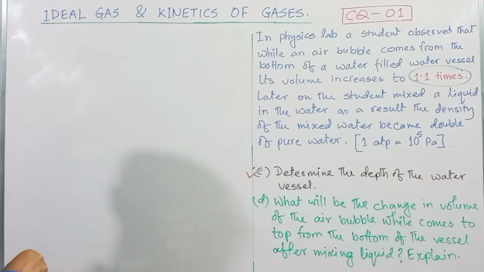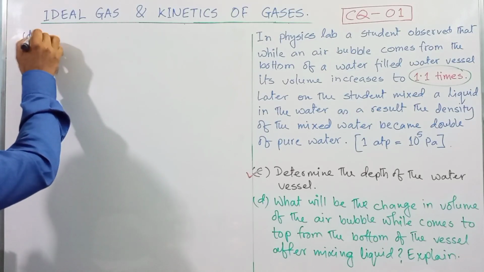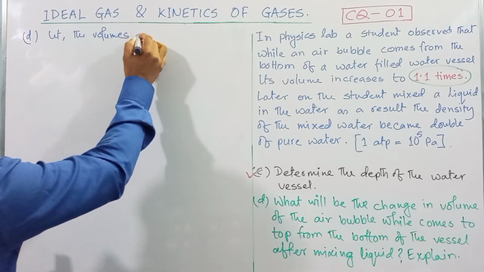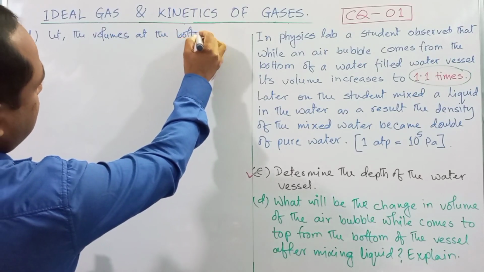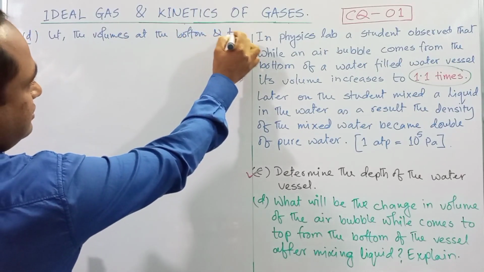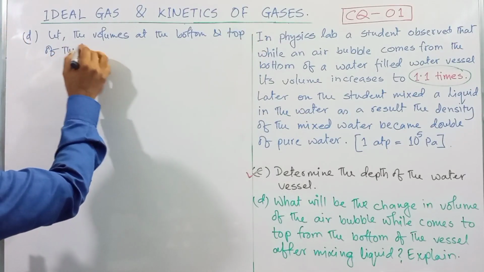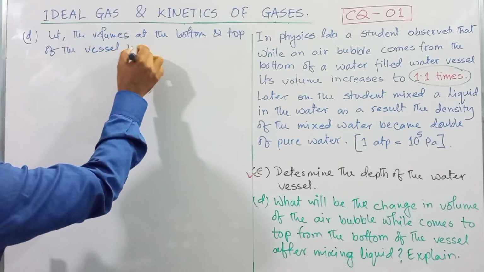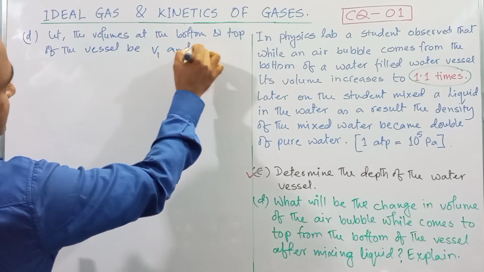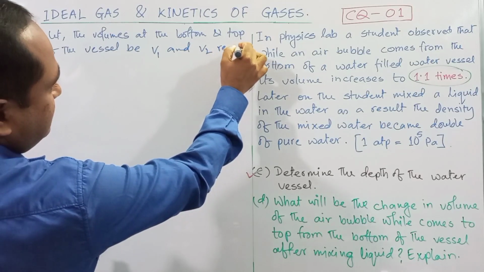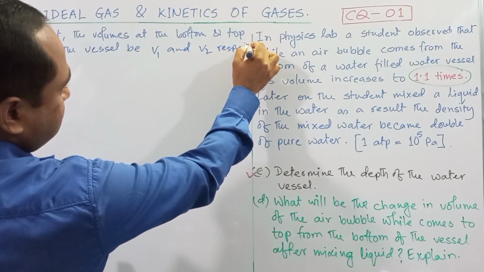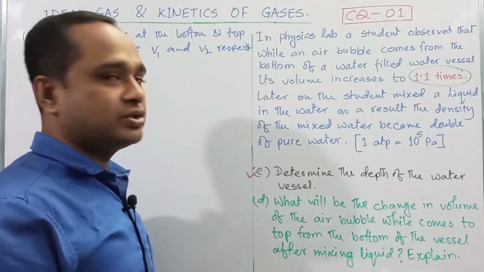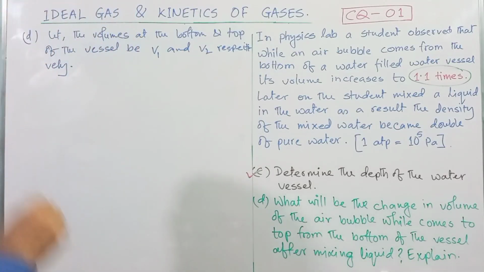So similarly, if we consider, let the volumes at the bottom and top of the vessel be V1 and V2 respectively. Right? So we have to show a relation between V1 and V2, that is, what will be the change in volume.